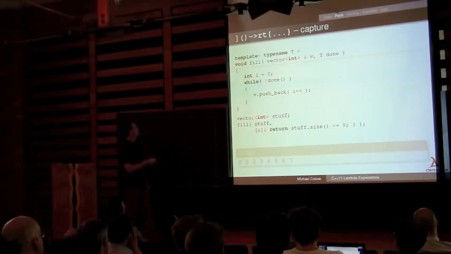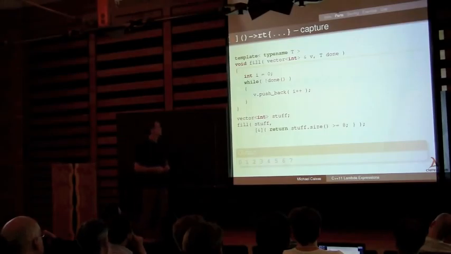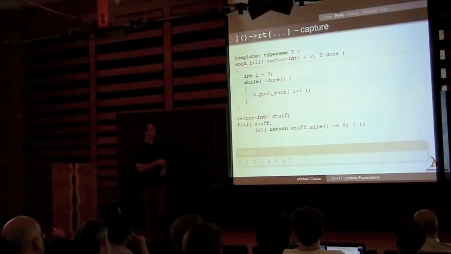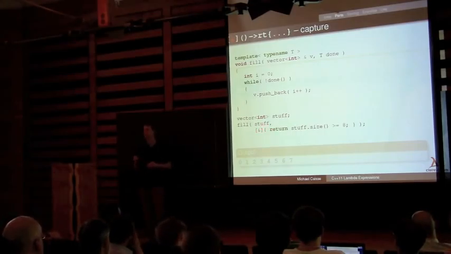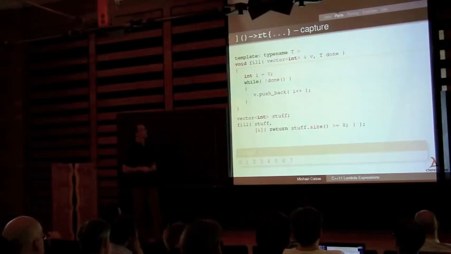So down here, we created our vector. It's called stuff. It's a great name. And we're going to call fill with stuff and then a lambda expression. This lambda expression is capturing default by reference, and it's returning stuff.size() greater than or equal to 8.